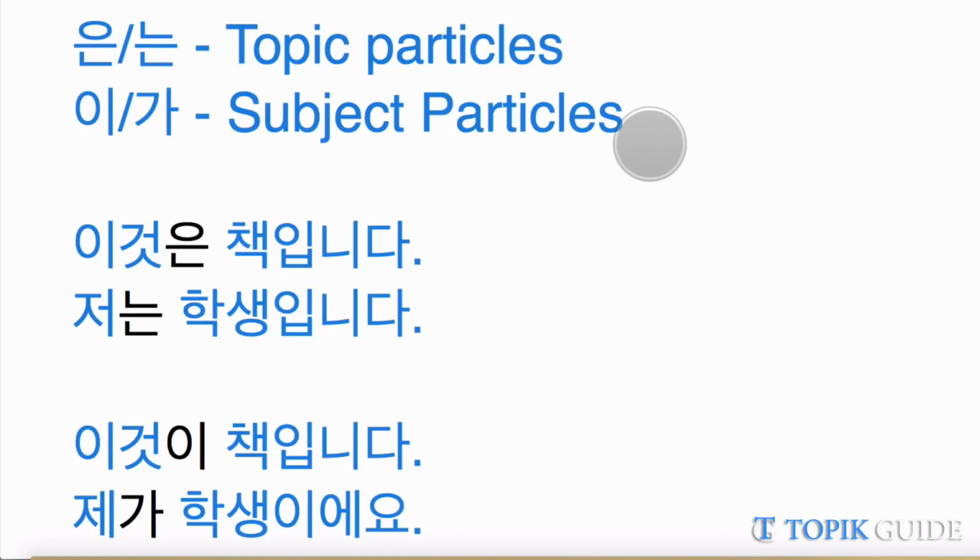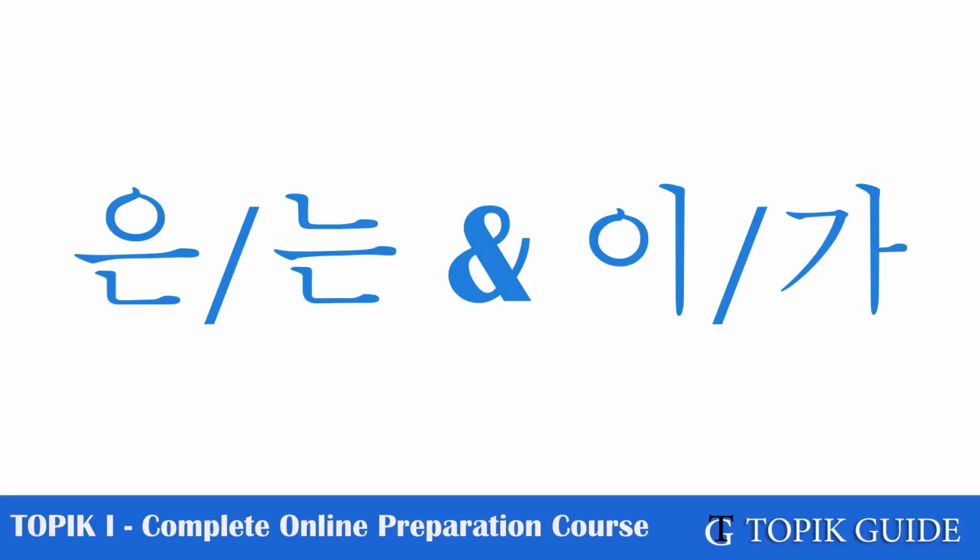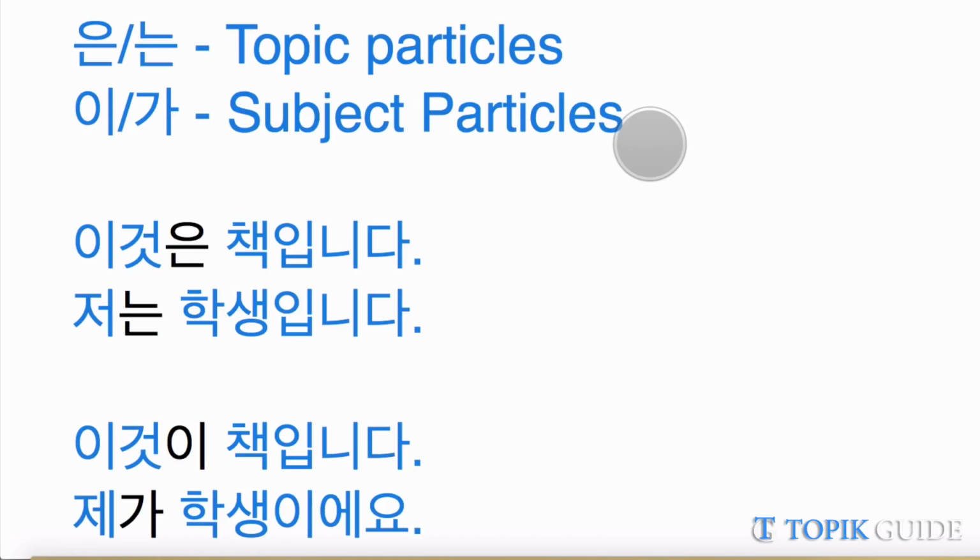The first set of particles that we have are 은, 는, and 이, 가. 은 and 는 are topic particles, and 이 and 가 are subject particles. Now you will ask, what is the difference between topic and subject? This is something that most of the Korean teachers find very difficult to explain, the difference between the usage of 은, 는, and 이, 가. And this is beyond the scope of this course to explain these minute differences.